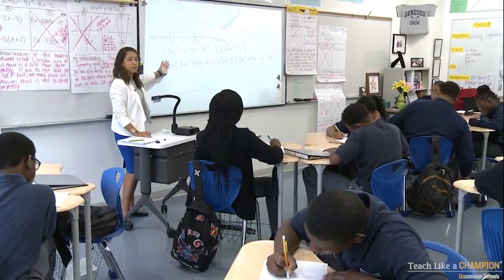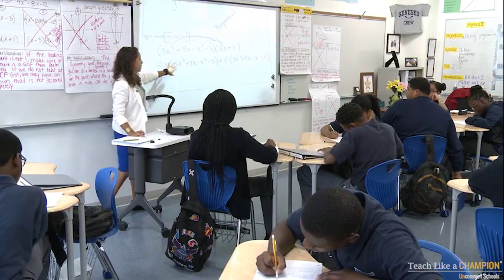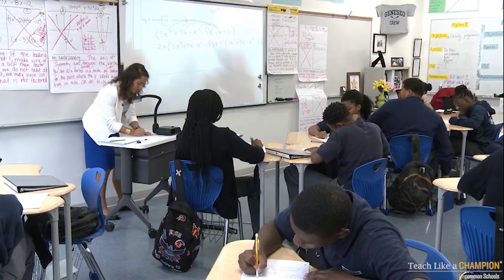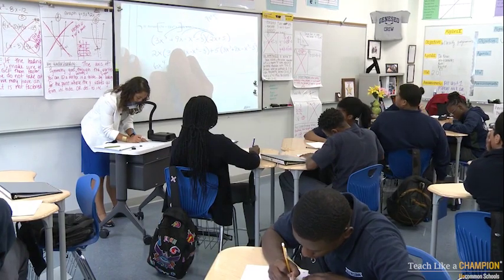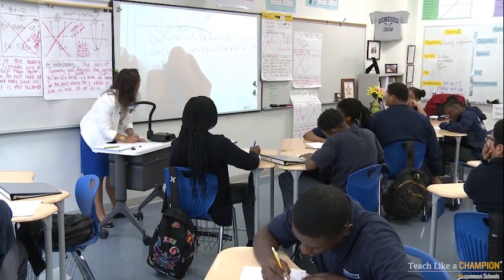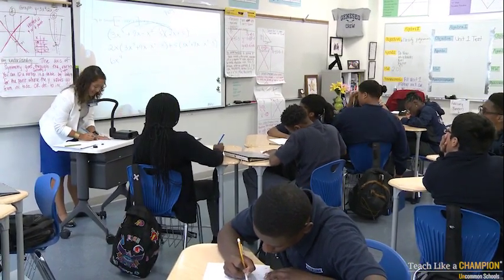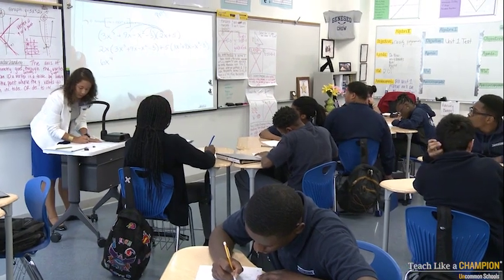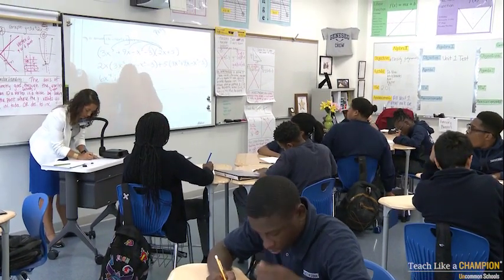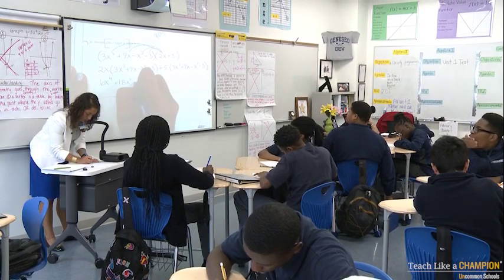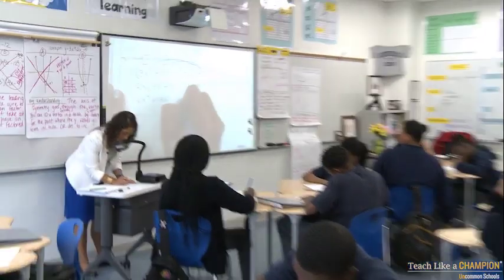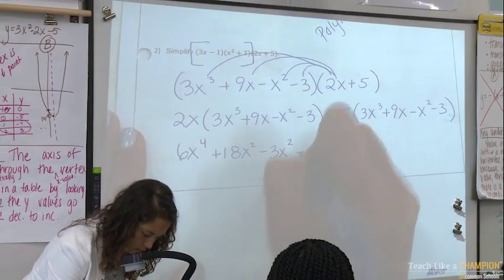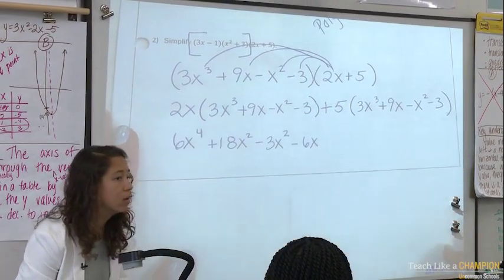Antonio, if you could distribute the first term, and then Tahana distribute to the second term, second expression. 6x to the 4 and then, oh, sorry. 18. Give me a sign, please. Plus 18x squared, minus 3x squared, then minus 6x. Any errors?